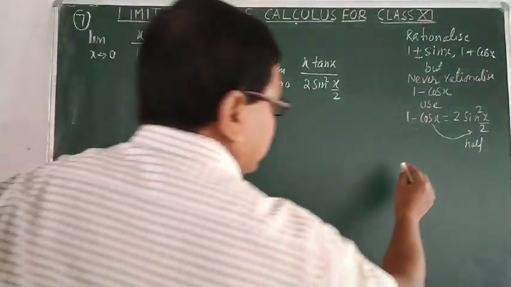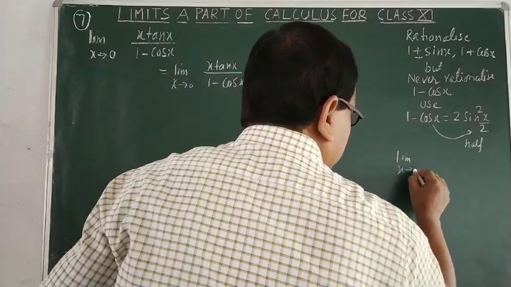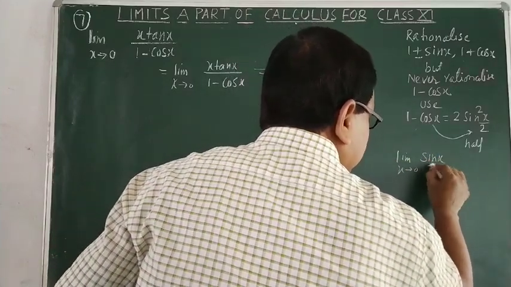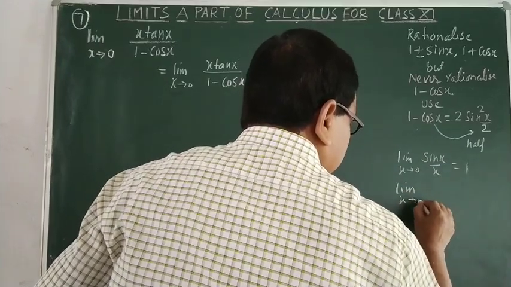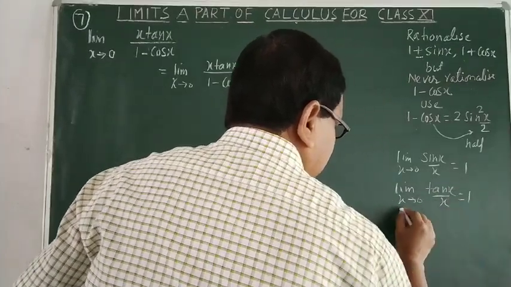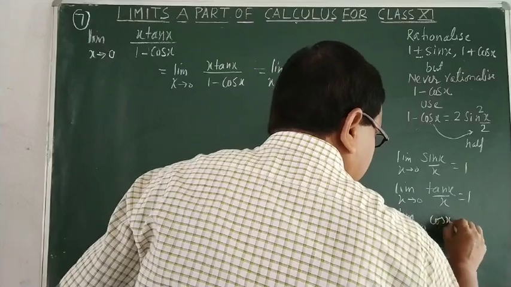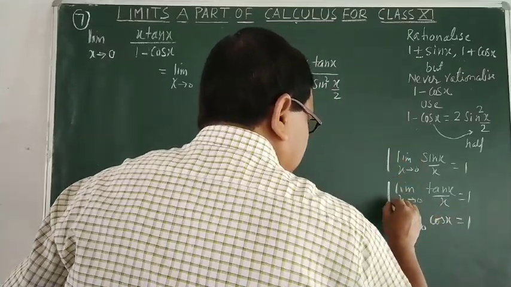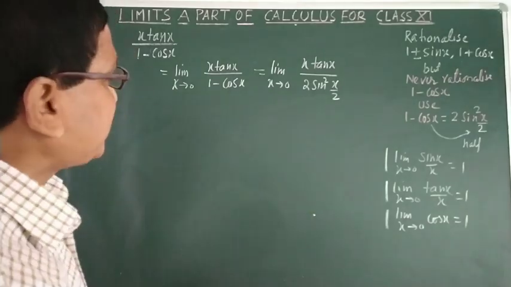Now move on. The standard form is limit x tends to 0, sin x by x is equal to 1. Limit x tends to 0, tan x by x is equal to 1. But limit x tends to 0, cos x is exactly equal to 1. These are the 3 formulas which will help you to do the trigonometric limit.